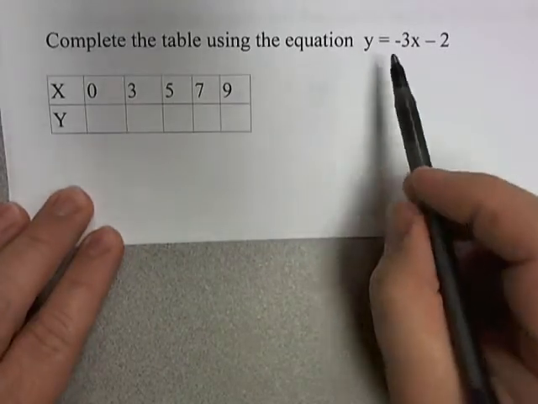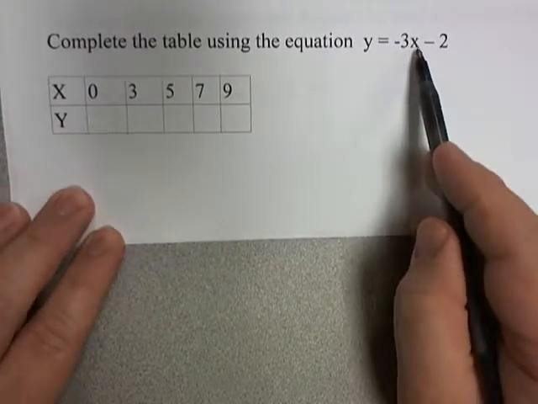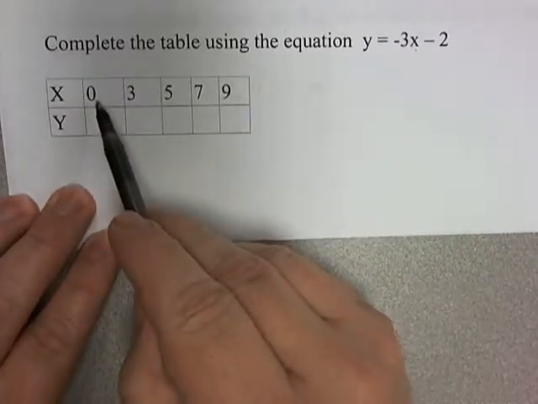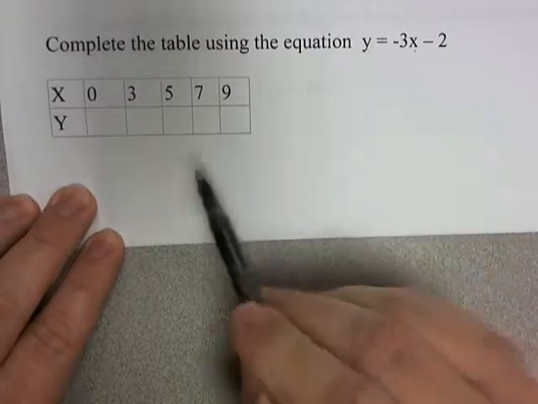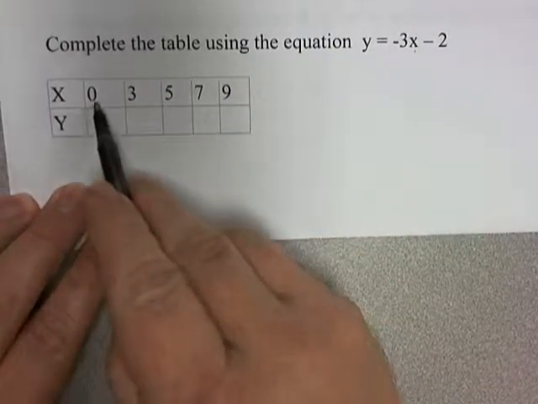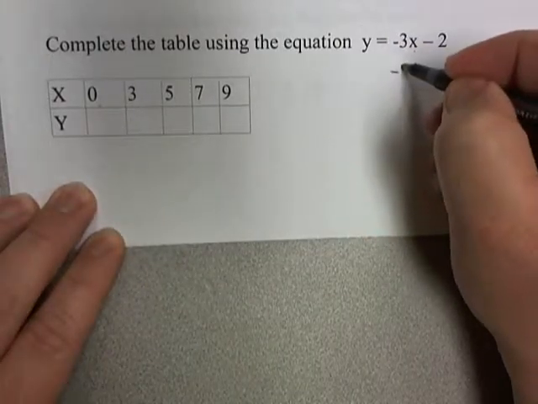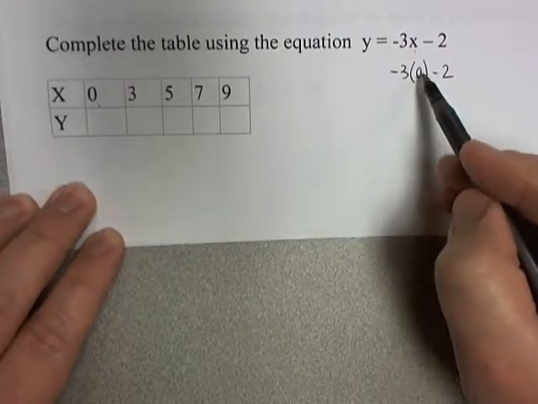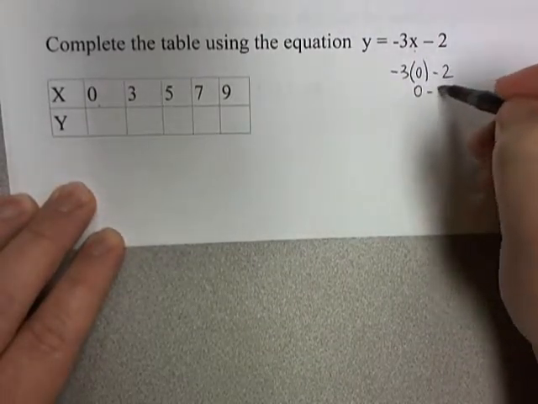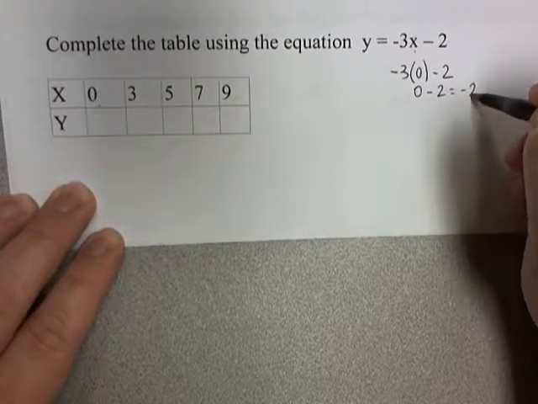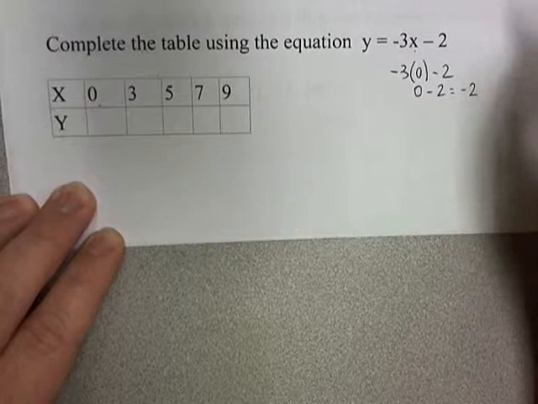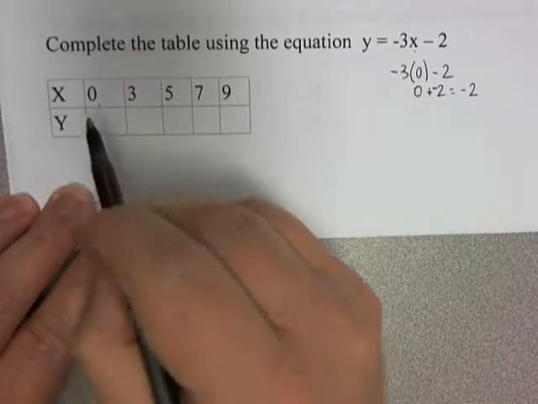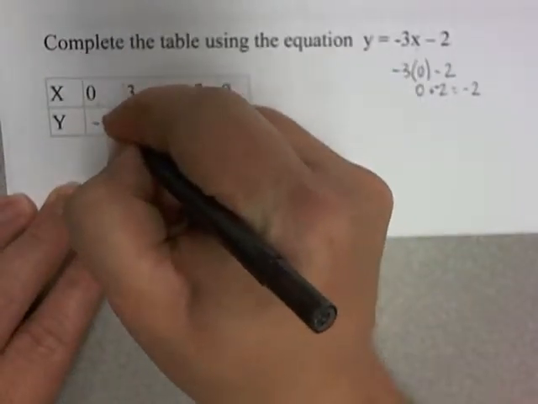Complete the table using the equation y equals -3 times x minus 2. We need to substitute the x value into our equation to find the y value. So I'm going to substitute 0 in for x. -3 times 0 minus 2. Well, any number times 0 is 0. When you subtract 2 from 0, you're left with -2. And if you're not sure why, remember the rule, add a line, change the sign. So when x is 0, y is -2.